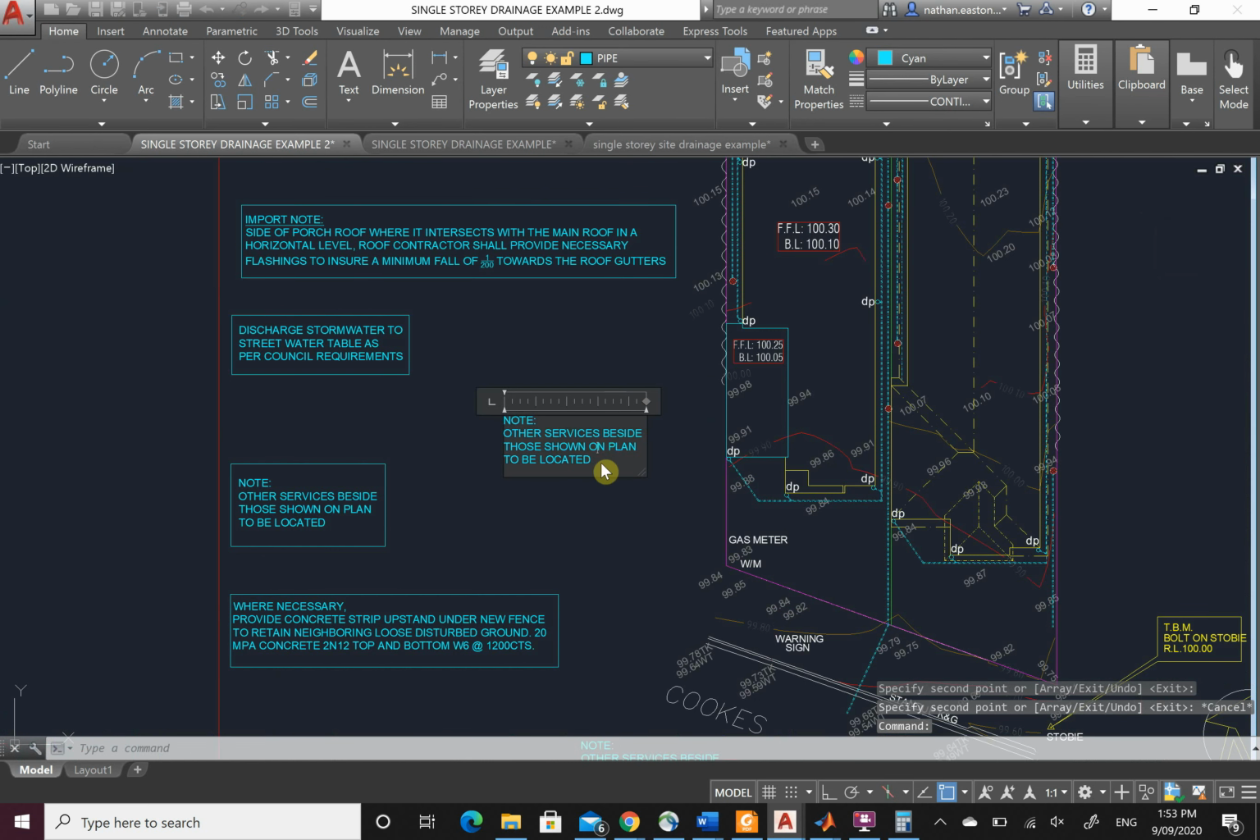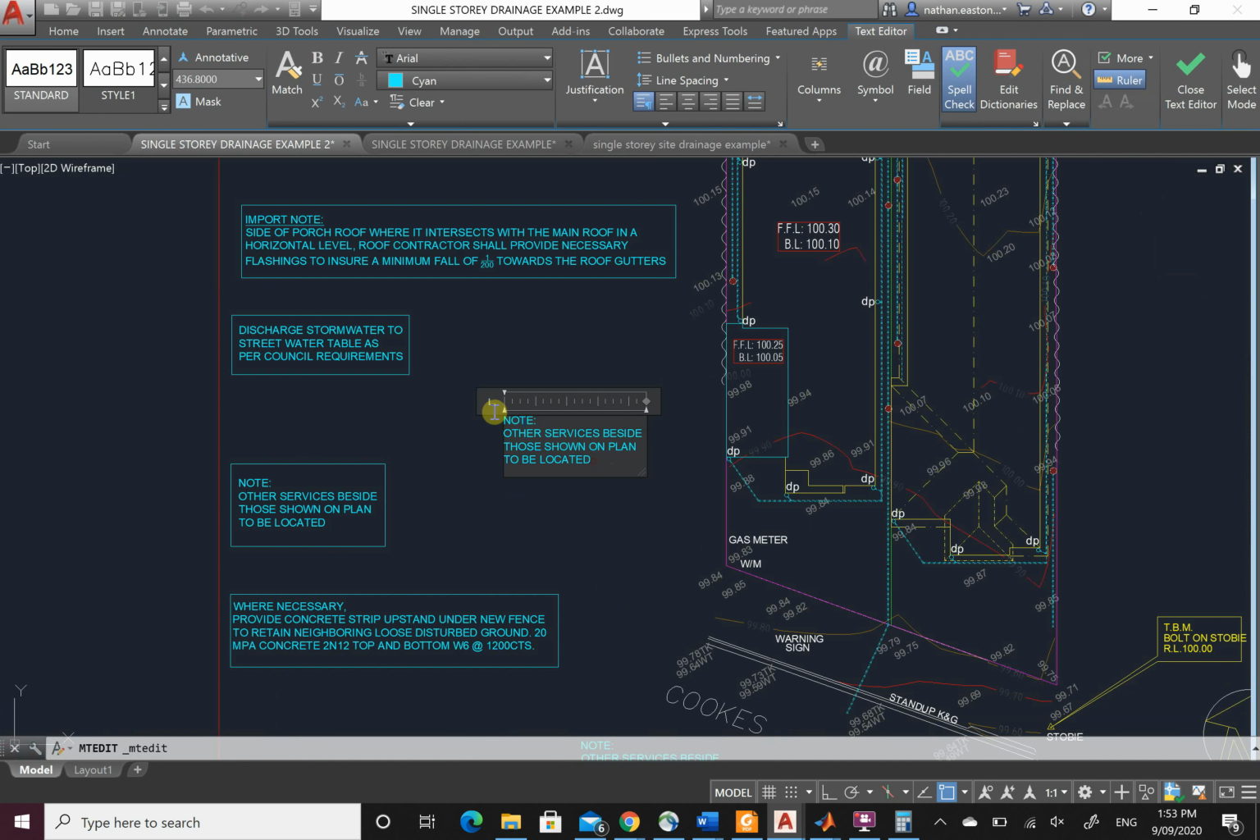Well, what's going to be here? What are we going to have? Well, we're going to have this. This is about the driveway, so we're going to have driveway and crossover council specifications. Is that existing?